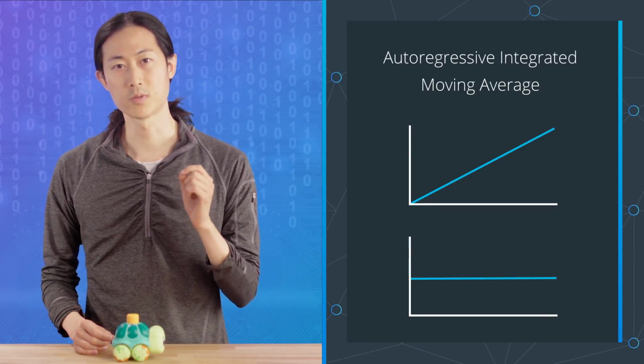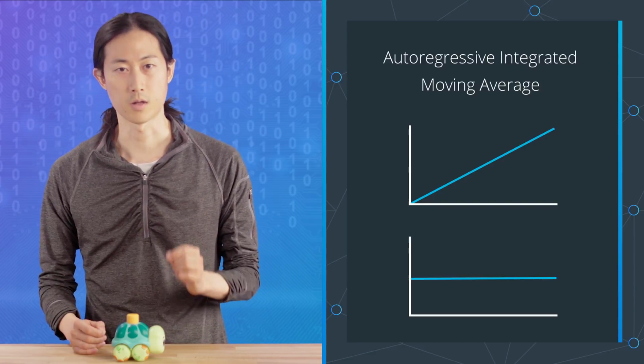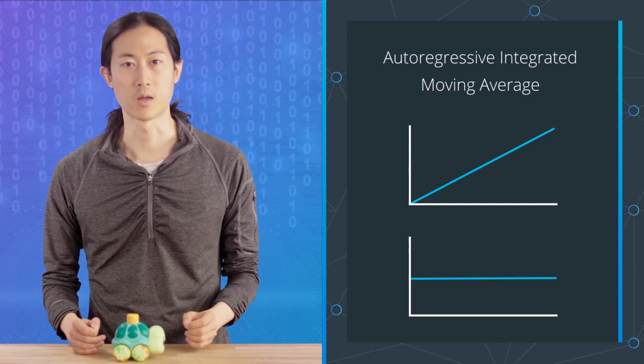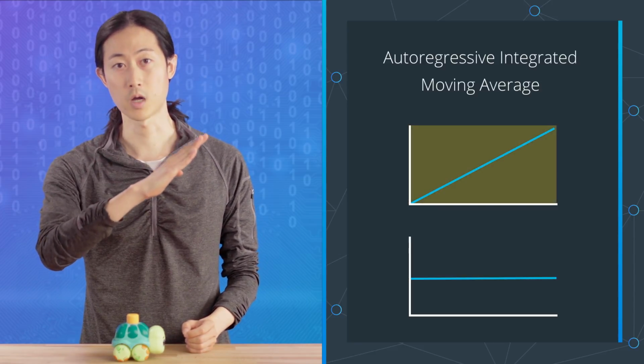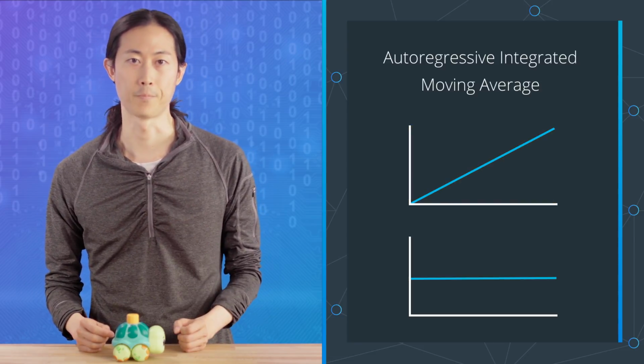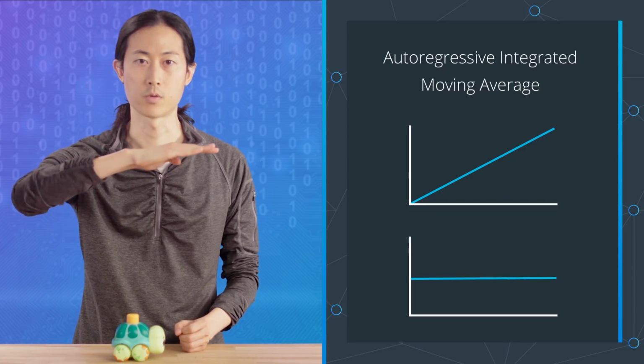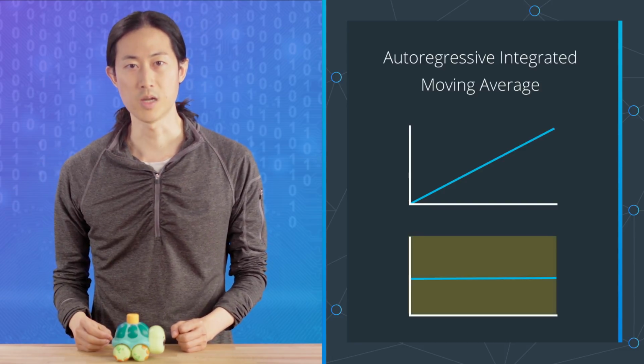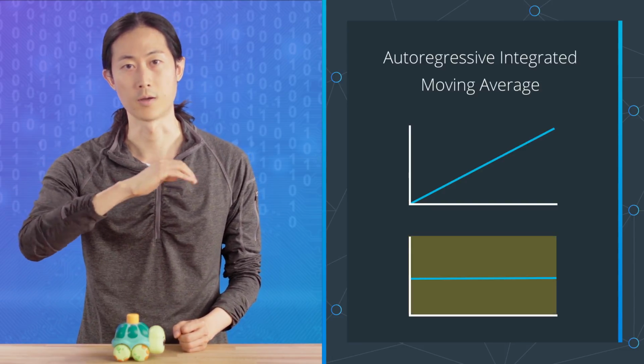If we plot the turtle's position over time, it is not constant. Its position over time will look like a line that slopes upward. However, if we plot the turtle's speed over time, it is a constant 1 meter per second. The plot of speed over time is a horizontal line.